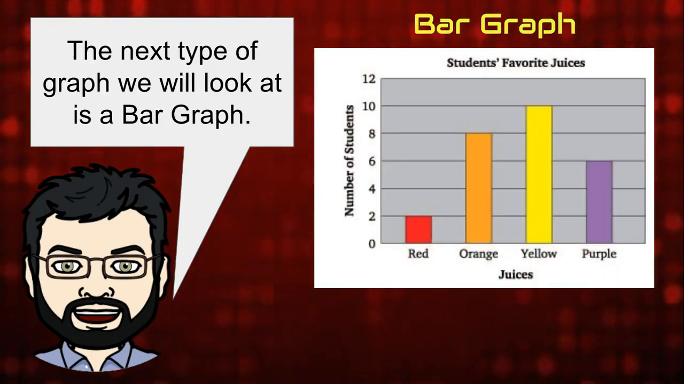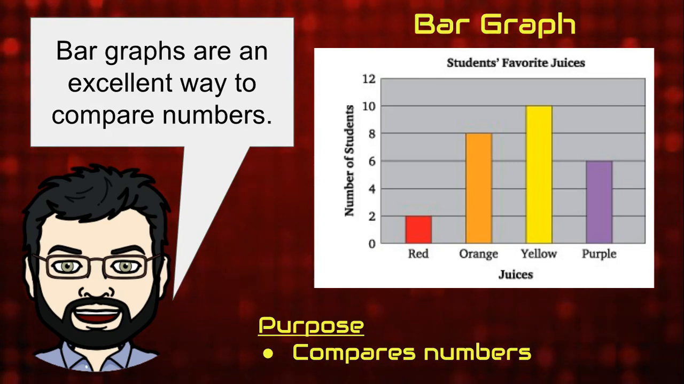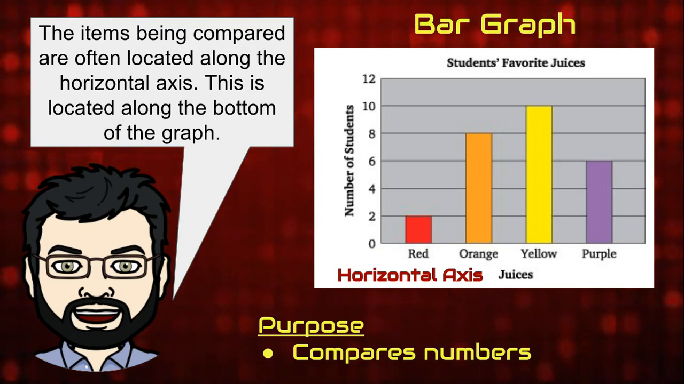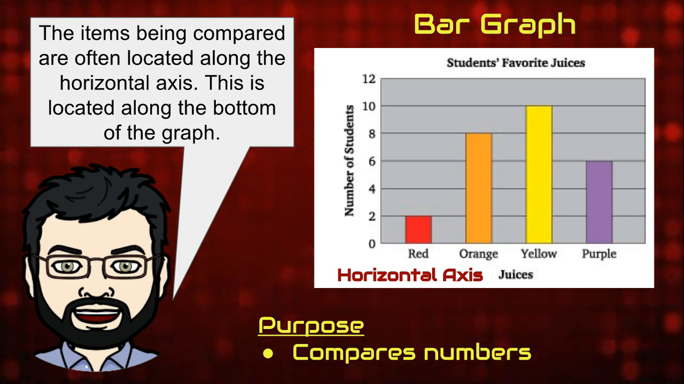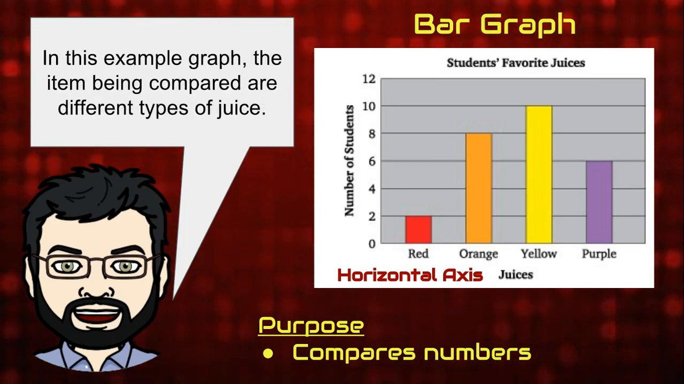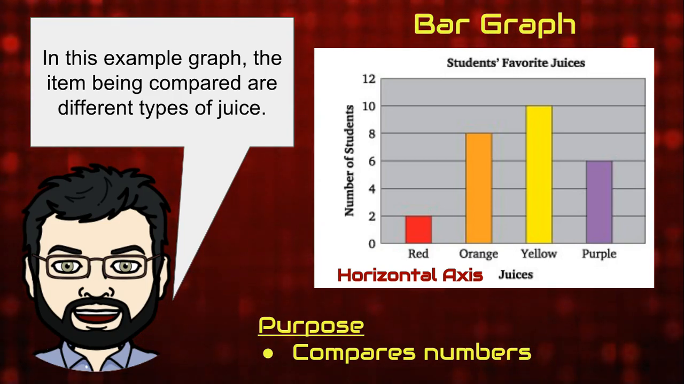The next type of graph we will look at is a bar graph. Bar graphs are an excellent way to compare numbers. The items being compared are often located along the horizontal axis. This is located along the bottom of the graph. In this example graph, the items being compared are different types of juice.